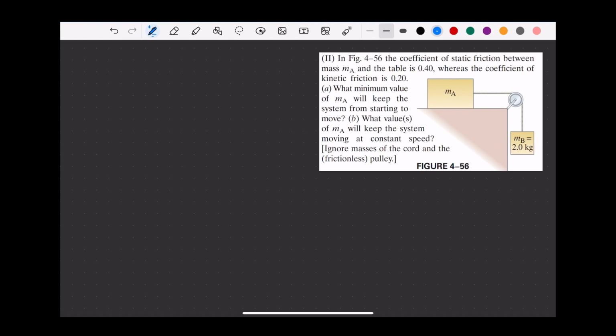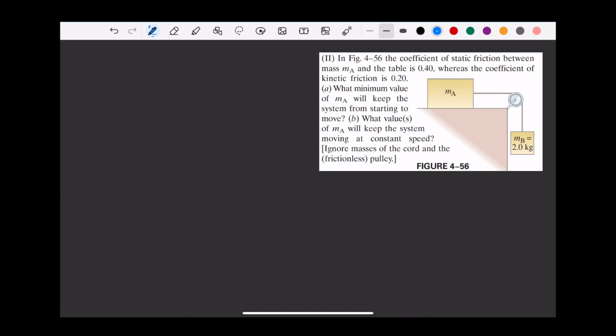Welcome back. Here we are with problem 4 in practice set 4-4. It says, in the figure, the coefficient of static friction between mass A and the table is 0.4, whereas the coefficient of kinetic friction is 0.2. Part A is asking what minimum value of mass A will keep the system from starting to move.